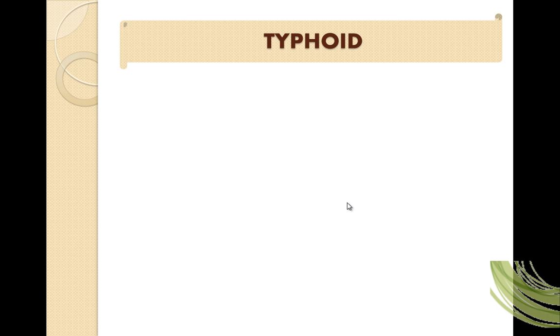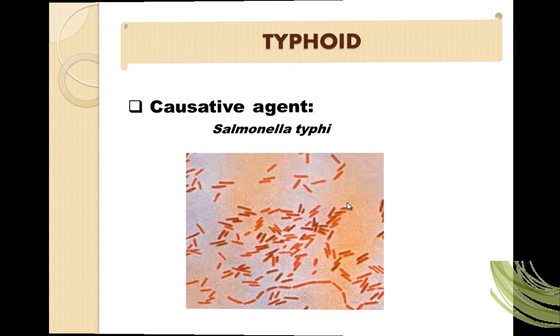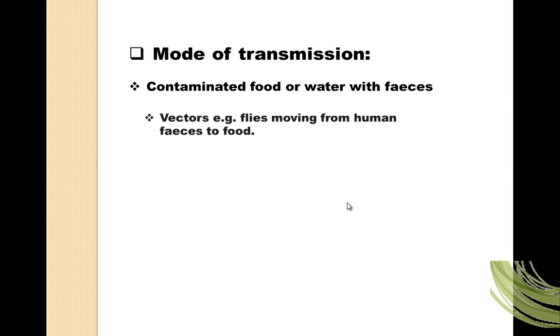Typhoid. Causative agent of typhoid is Salmonella typhi. These are the red colored bacteria which you can see in the diagram, the causative agent. Mode of transmission, again contaminated food or water with feces. Vectors, for example flies moving from human feces to food.